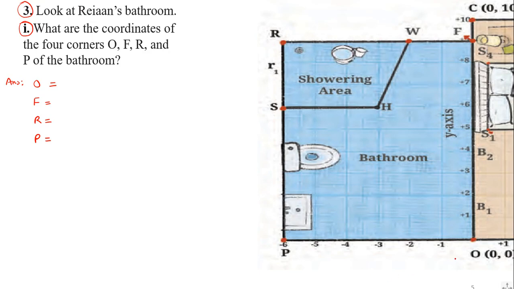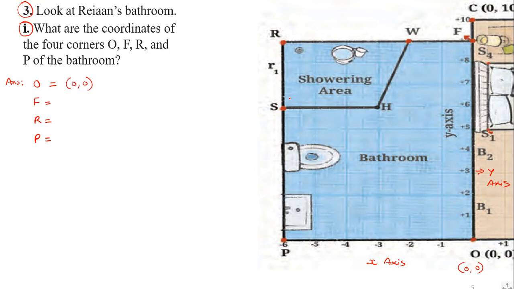So where is O? O is here. So what are the coordinates? This is the x-axis and this is the y-axis. O is the origin, so the origin coordinates will be 0, 0.